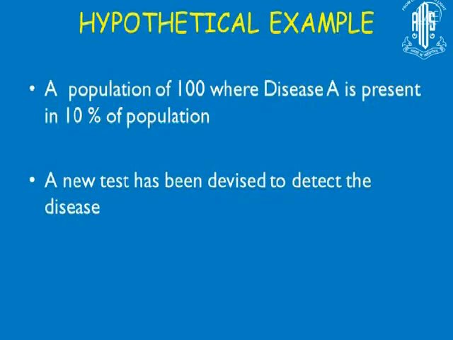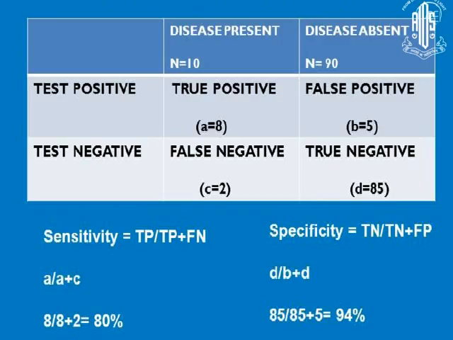There is a population of 100 where disease A is present in 10% of the population. Now a new test has been devised to detect that disease. The disease is present in 10 people, out of which your test has positively tested 8 people. However, 2 people who had that disease were not detected by it. So that's a false negative.